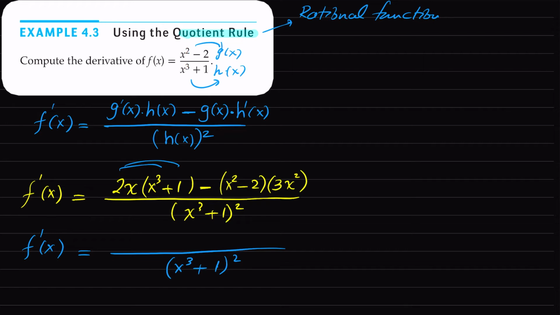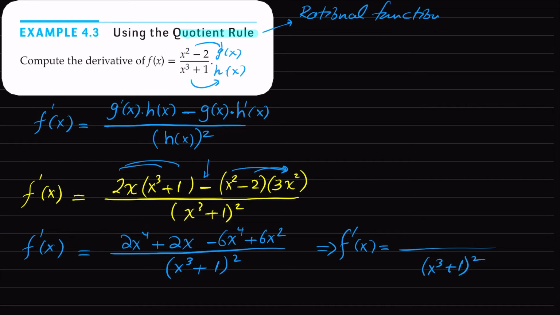So we will do the expanding, 2x to power 4 plus 2x, and we will expand those, and there is a minus outside, so it will be negative 6x to power 4 plus 6x squared. Now f prime of x, (x cubed plus 1) squared, we will leave it. So we have 2x power 4 minus 6, it's negative 4x power 4, plus 6x squared plus 2x, and this is the derivative of this using this rule, quotient rule.